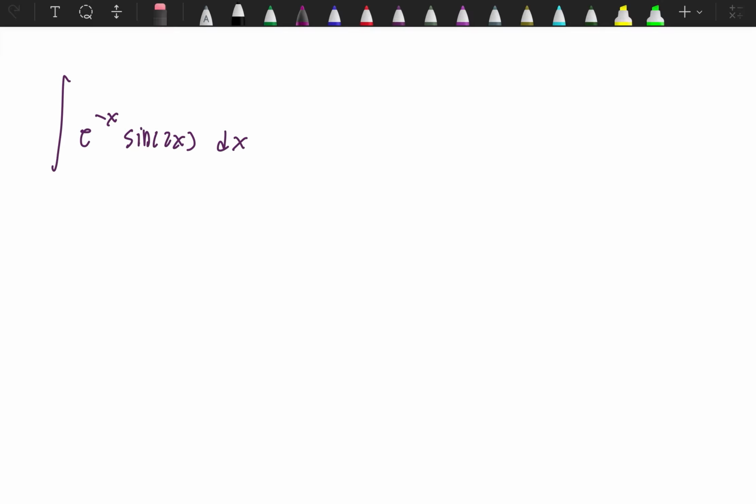Pick a struggle. Essentially, what we're going to do is we're going to pick u as sine of 2x. And then we're going to do dv as e to the negative x. The reason why I picked u as sine of 2x and not dv is because I'm not integrating that. It's so much easier to take the derivative of it.